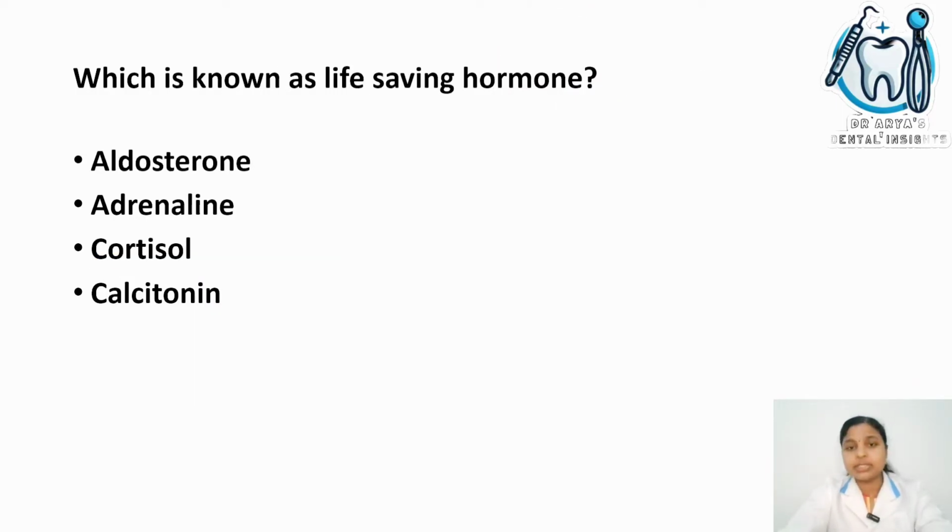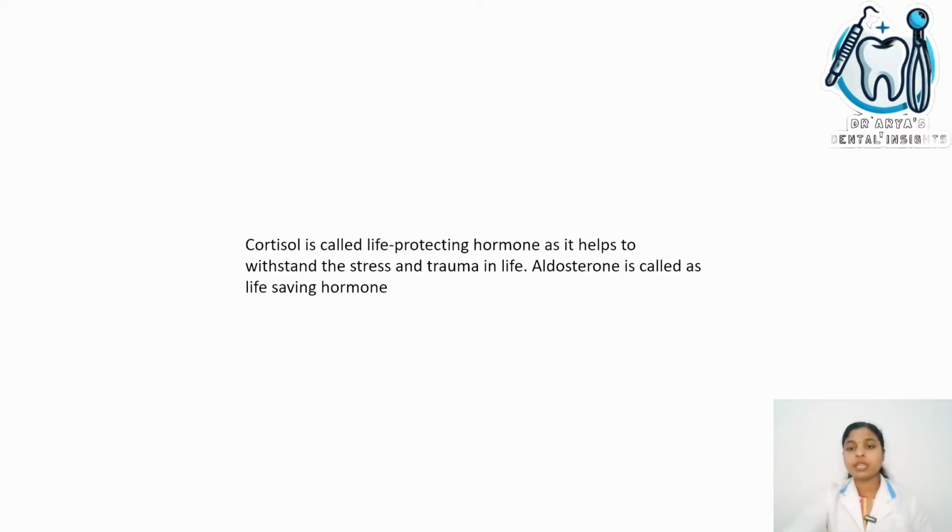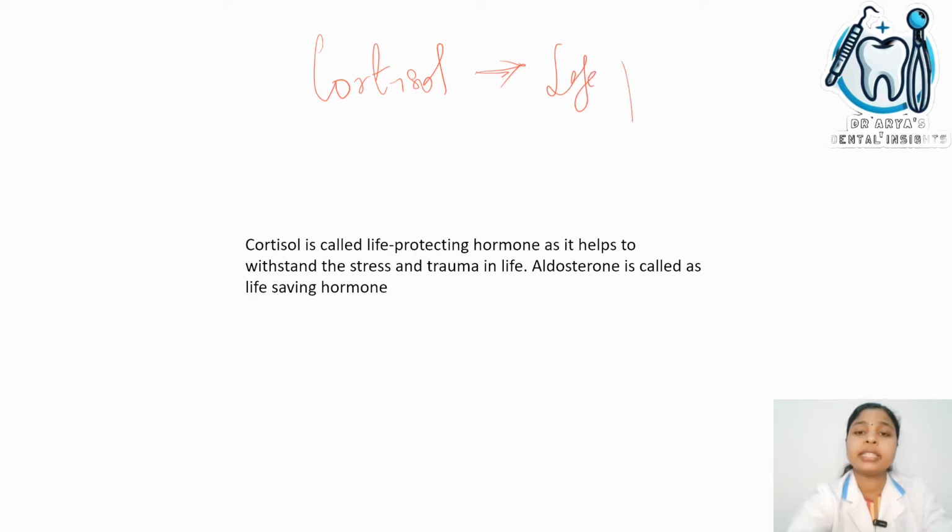So coming to the next question, which hormone is known as the life-saving hormone? Is it aldosterone, adrenaline, cortisol, or calcitonin? Cortisol is called a life protecting hormone as it helps to withstand the stress and trauma in life. So which is that hormone? Cortisol. Okay, so cortisol is known as the life protecting hormone.